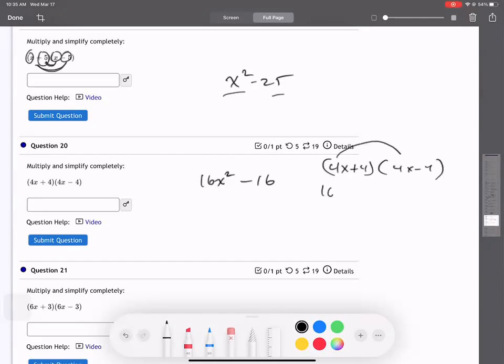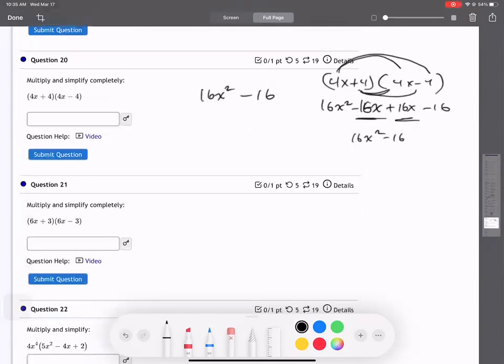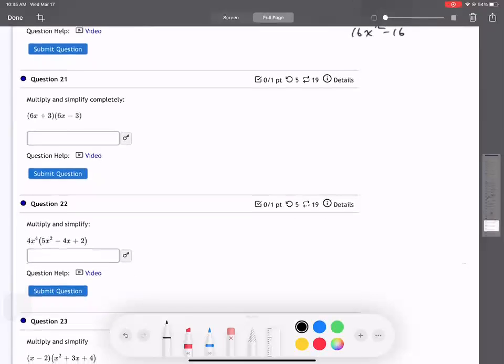4x times 4x is 16x squared. 4x times negative 4 is negative 16x. 4 times 4x is positive 16x. 4 times negative 4 is negative 16. Take a look here. The middle terms always cancel out. These are like terms. And we're left with 16x squared minus 16. That took so much longer than just memorizing the rule.